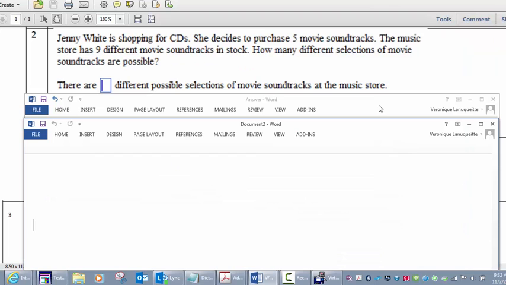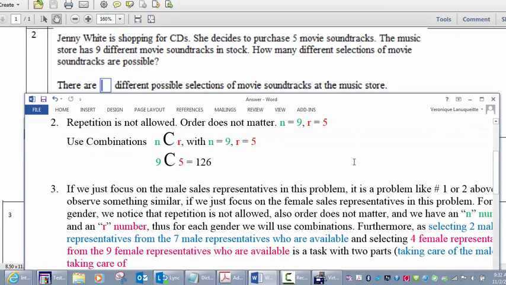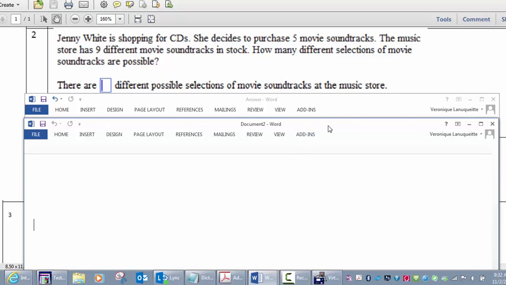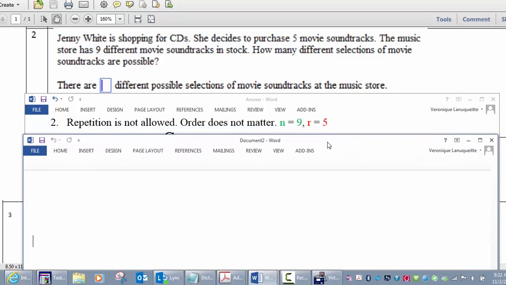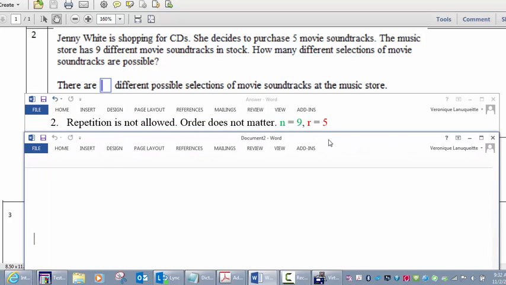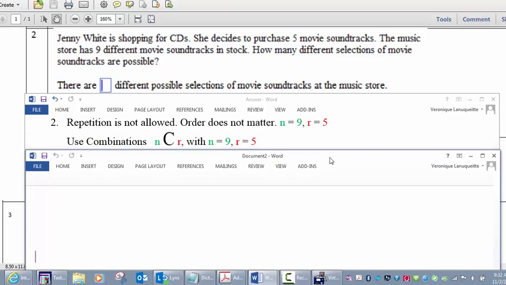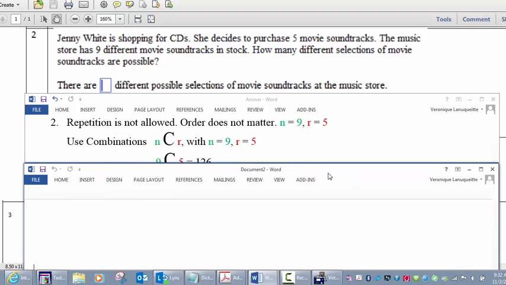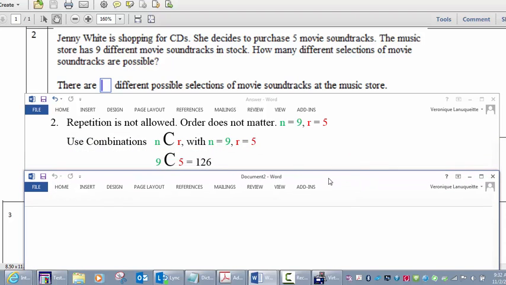Similarly, for the problem about Jenny with the CDs, read it carefully. You may want to pause the video at this time. What you will notice is that for this particular one, repetition is not allowed, order does not matter, n is 9, r is 5, and you're using nCr with those values, and you have to type in 9C5, which I'll let you try.